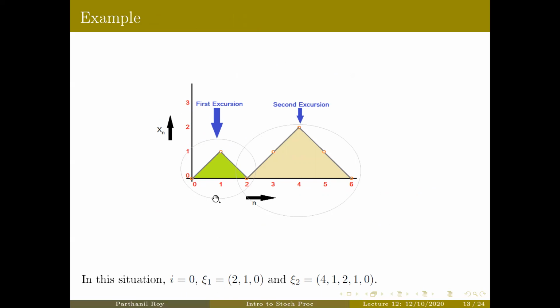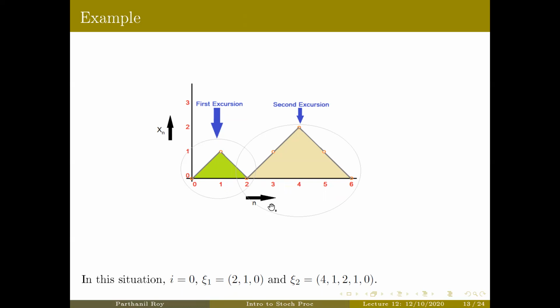And the first excursion, remember, was 1, 0. We attach the length of the excursion, that is 2 in this case. The first excursion length is 2. Alpha 1 is 2. So therefore, psi 1 is 2, 1, 0. This 2 is just alpha 1, followed by the excursion, which is 1, 0.